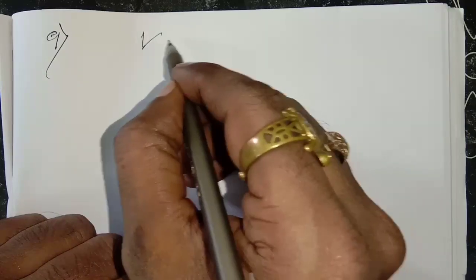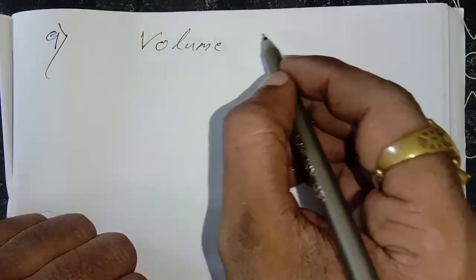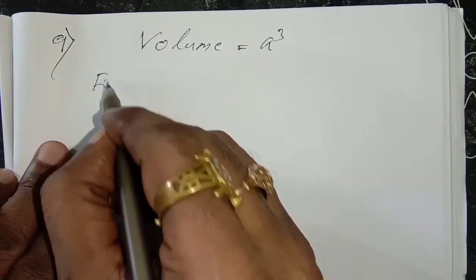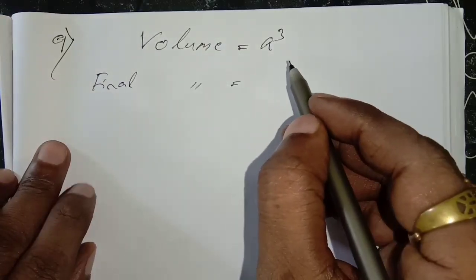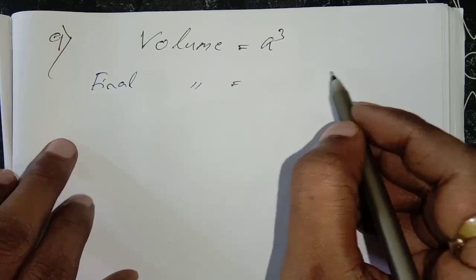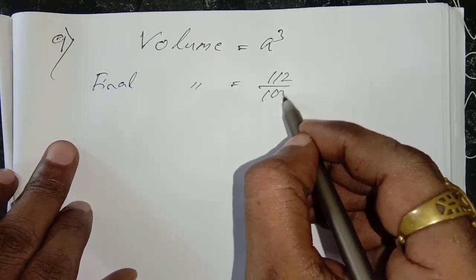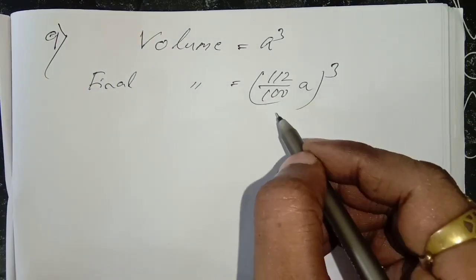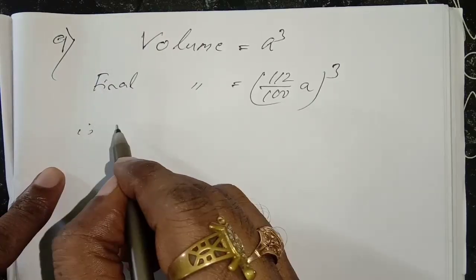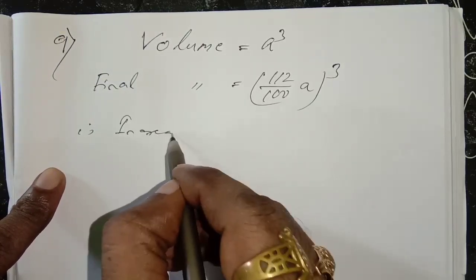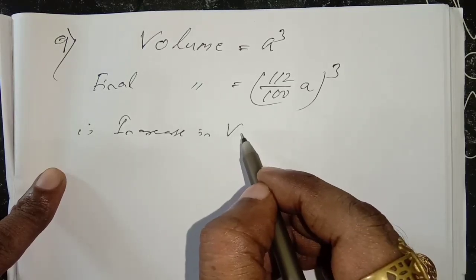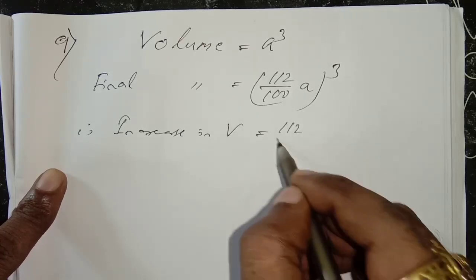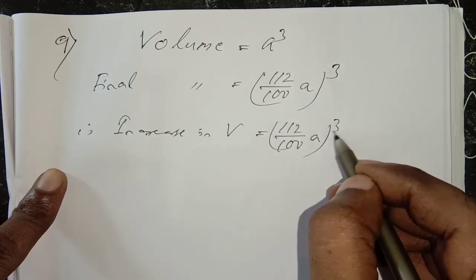Initial volume will be how much? Initial volume of the cube is A cube. And final volume will be how much? Final volume, A means side. Here 12% increase, that will be 112 by 100 A whole cube. Therefore the increase in volume will be 112 by 100 A whole cube minus A cube.